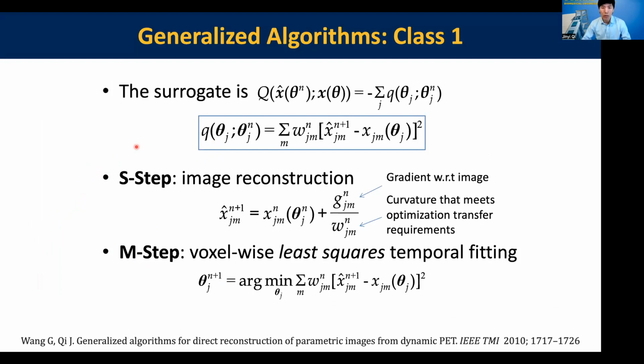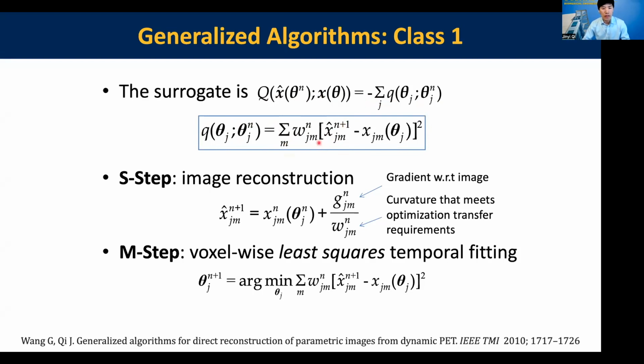The first one, which we call class 1, uses a quadratic surrogate function. Essentially, this function is defined in the image space and is a separable quadratic function, defined on each voxel with a summation over individual voxels. Here M is the time frame and j is a voxel. So for each voxel, it is essentially a weighted least squares formula.